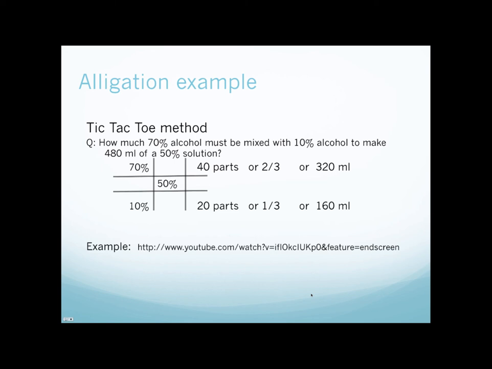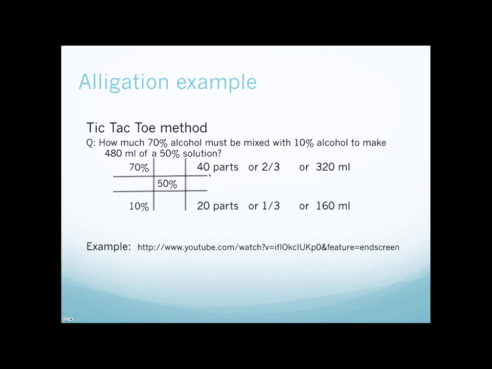Let's do another example. How much 70% alcohol must be mixed with 10% alcohol to make 480 mLs of a 50% solution? 50% is what I'm aiming for, so I put that in the middle of my tic-tac-toe box. My higher percent strength is 70, my lower is 10. 70 minus 50 is 20 parts. The difference between 50 and 10 is 40 parts. So in total, I have 60 parts.